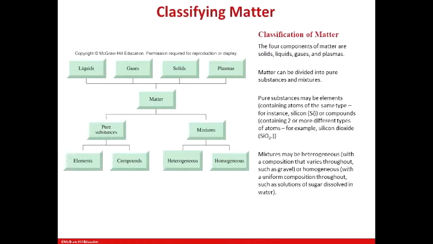So you have heterogeneous, easily separated. Homogeneous requires more effort to separate. We have elements and compounds that are pure substance. Mixtures are heterogeneous or homogeneous. Moving on to the next slide. So looking at these classifications of matter, let's take a look at some examples.